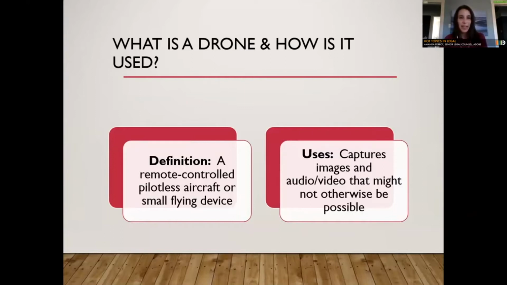What is a drone and how is it used? The definition of a drone is a remote controlled pilotless aircraft or small flying device. In the EU, it's referred to as a UAS, which means unmanned aircraft system. Drones are often equipped with a camera to record still photos and or video, and can be used to capture images and audio video that might not be otherwise possible. So something in a remote location where there's no path to get there, or an uninhabited island, there are many ways that a drone can get to places that would be difficult for people to get to otherwise.